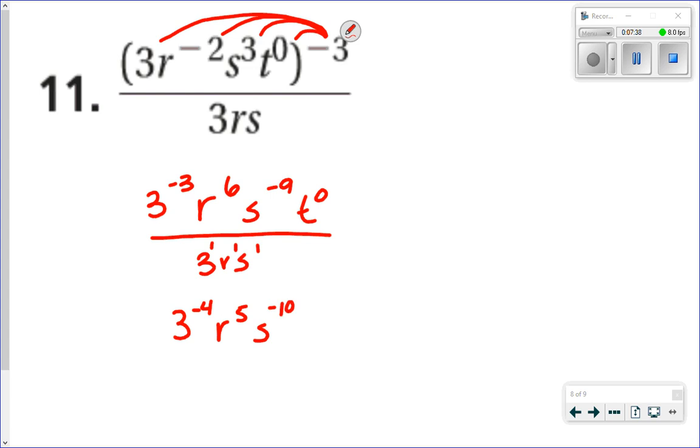And t to the 0, what did we say anything to the 0 power was? We said it was 1. So I can just cross that off, because that means the whole top is being multiplied by 1, which doesn't change anything.